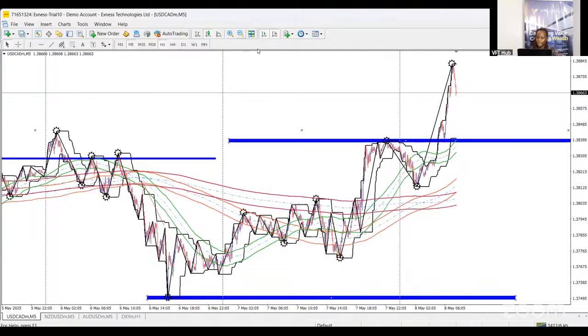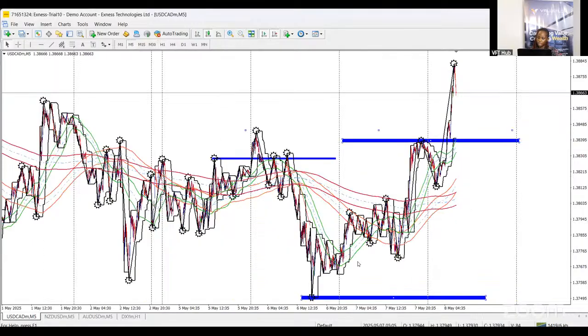USD CAD on the M5 time frame. What are we marking out? Yesterday's high, day before yesterday's low. Going to go ahead and mark out day before yesterday's high and yesterday's low. So let's see if we can keep this.